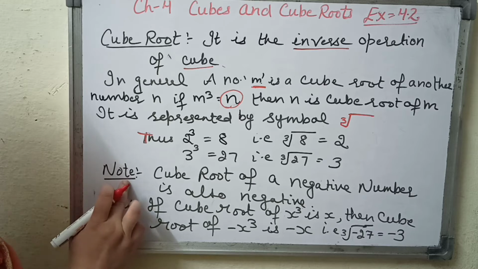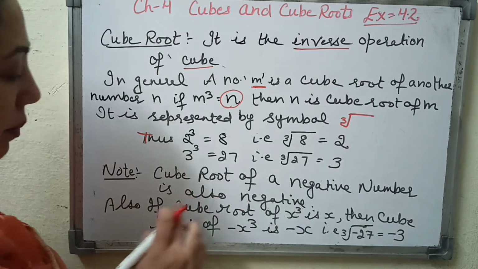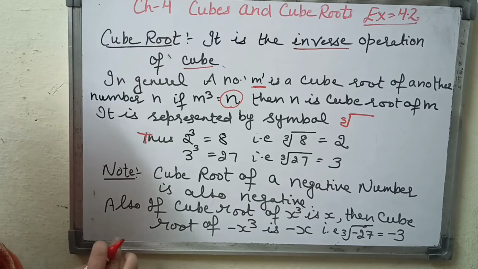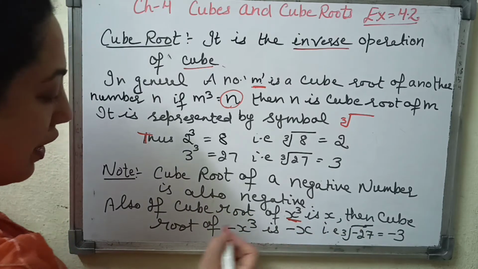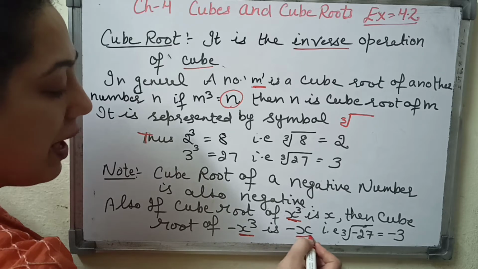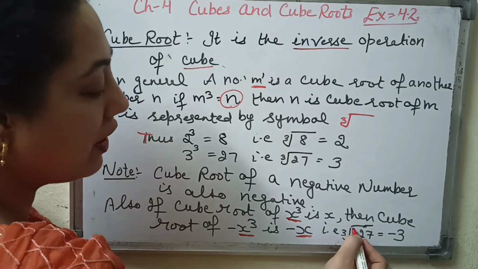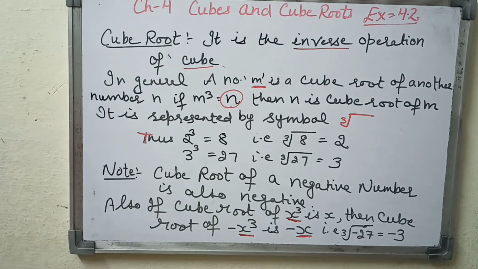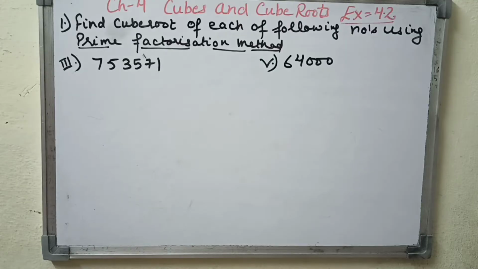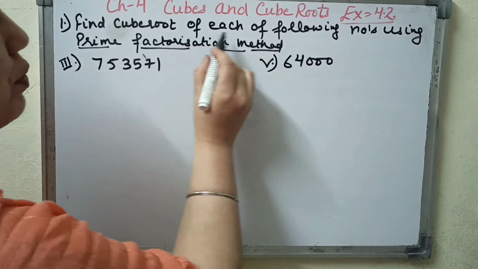Now, it's a very important note: the cube root of a negative number is also negative. Also, if the cube root of x cube is x, then the cube root of minus x cube is minus x. That is, if I take the cube root of minus 27, then its answer is minus 3, because the cube root of 27 is 3 and the cube root of a negative number is negative.